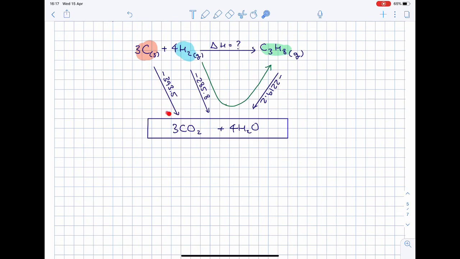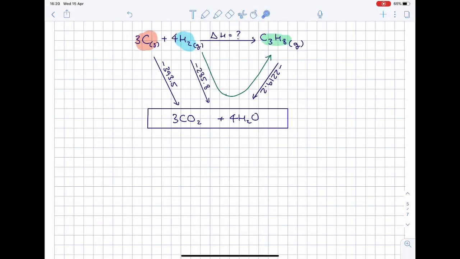So these arrows represent enthalpy of combustion, and that's why they're pointing towards the products of combustion. Once we've got this cycle, we can apply Hess's law, which states that the enthalpy change for a reaction is independent of the route taken. So we can take this alternative route, and the enthalpy change of the alternative route should be the same as the enthalpy change for the reaction.